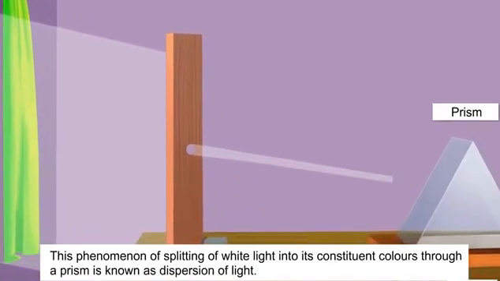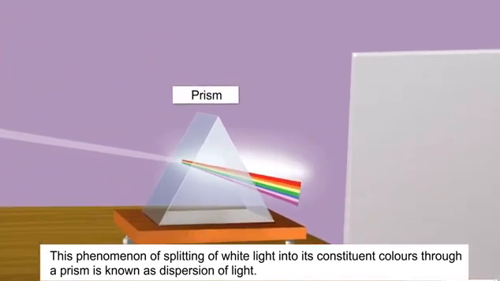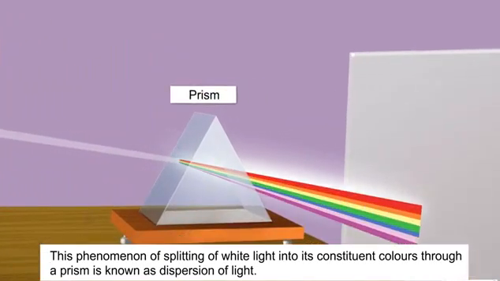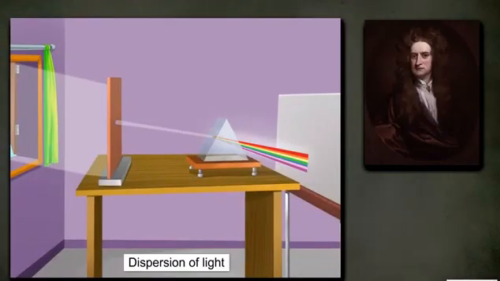This phenomenon of splitting of white light into its constituent colors through a prism is known as dispersion of light. The band of constituent colors is known as spectrum. This phenomenon was first discovered by Sir Isaac Newton.